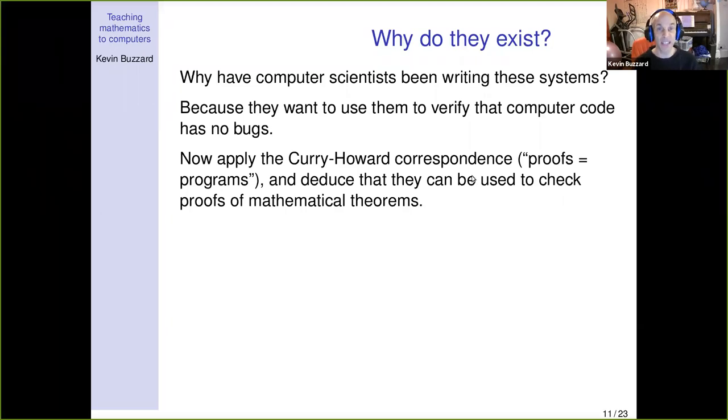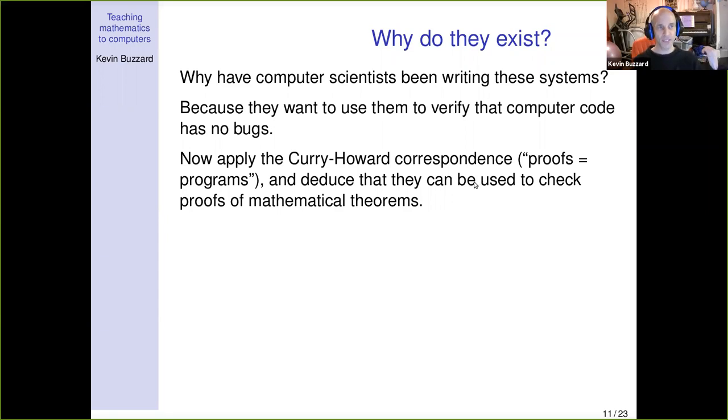But there's something called the Curry-Howard correspondence, which means that the act of checking that a proof has got no bugs is the same as checking that a program has no bugs. Proofs and programs are strongly related to each other.